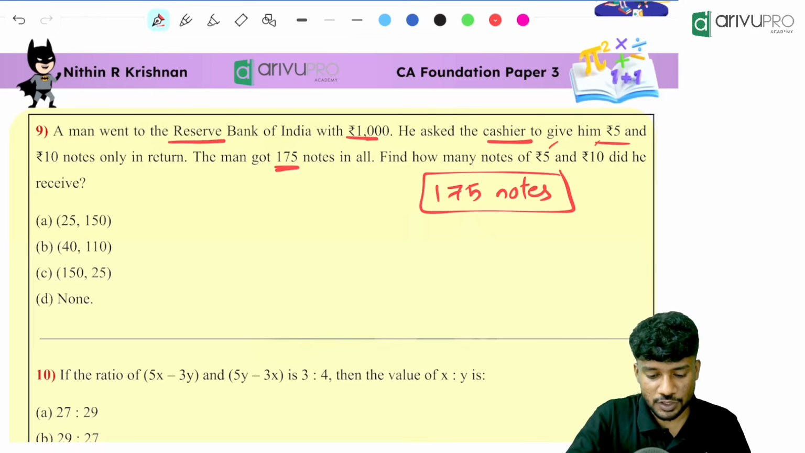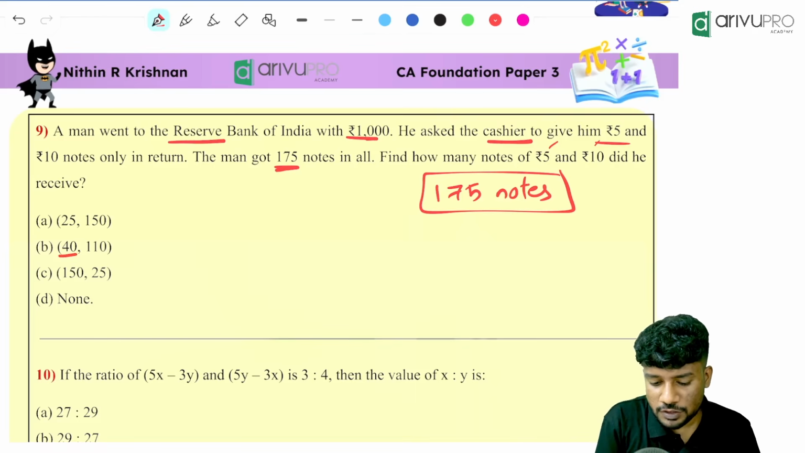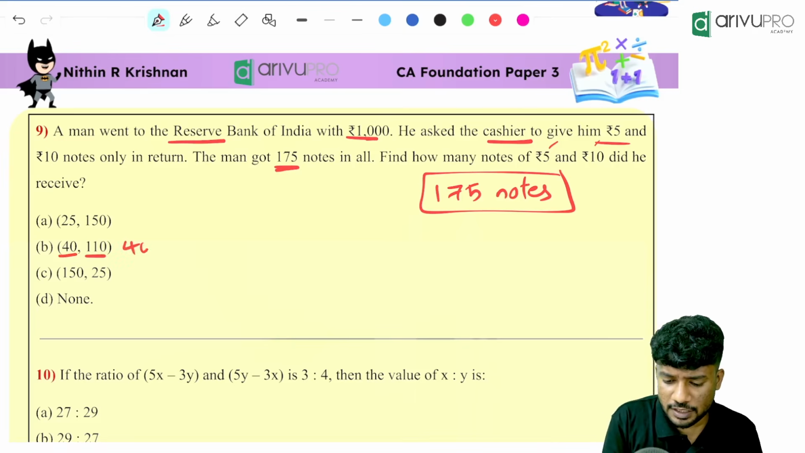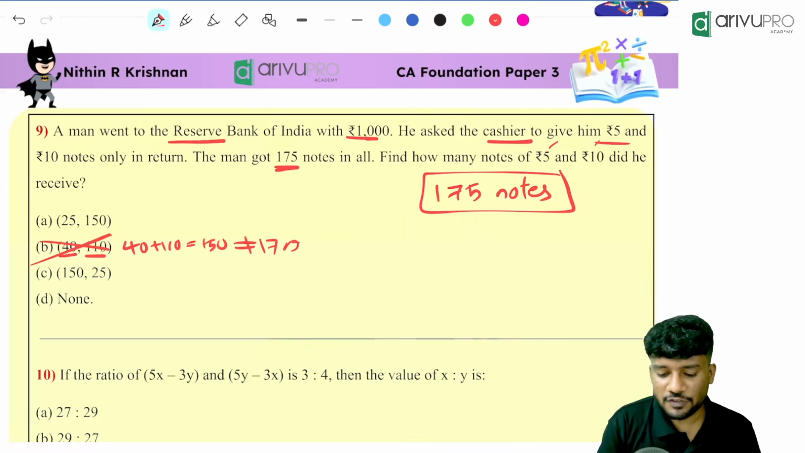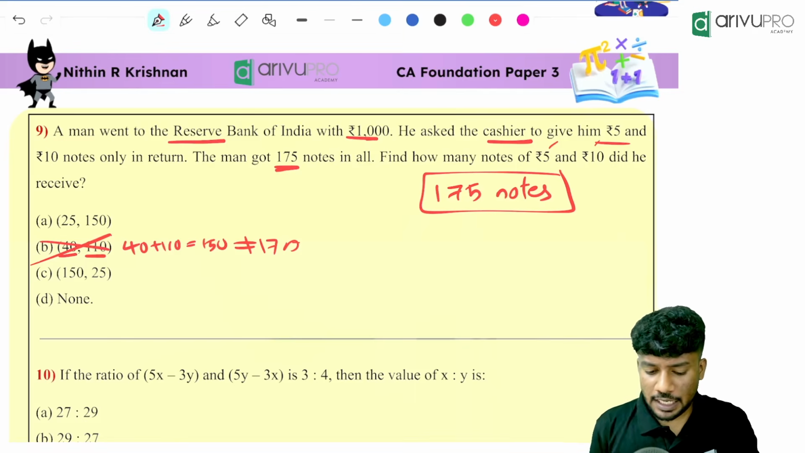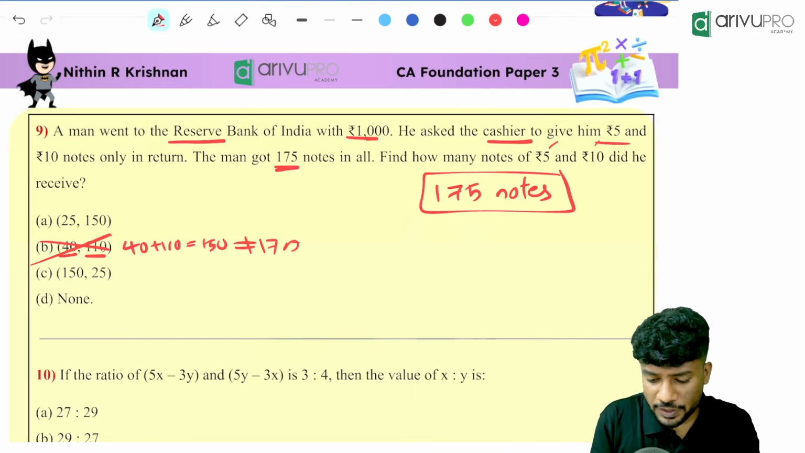Now my first check: option B, 40 5 rupee notes and 110 10 rupee notes. 40 plus 110 is 150. Is it equal to 175? No, it is not equal to 175. That means option B is directly wrong. Try option A.